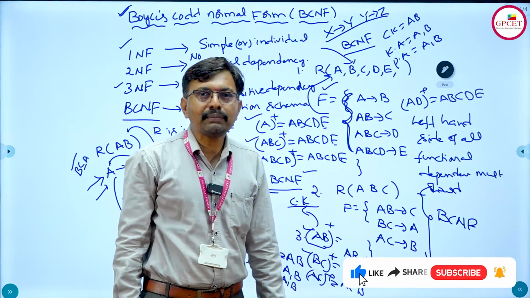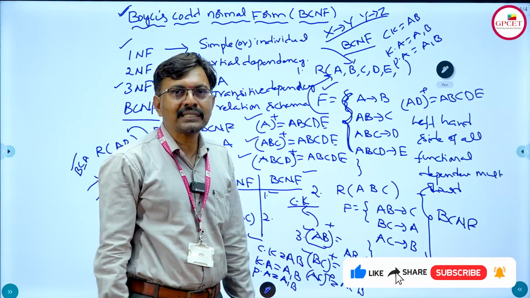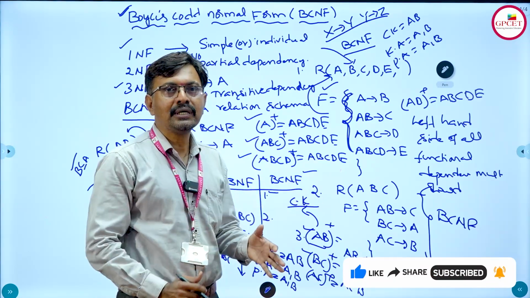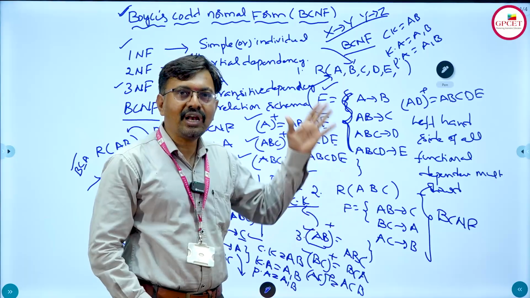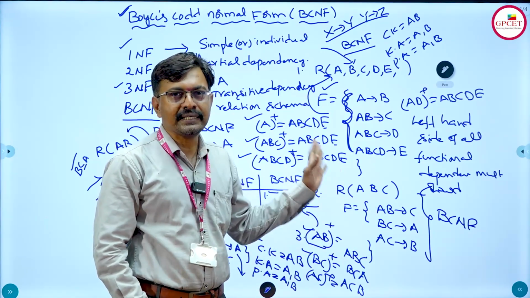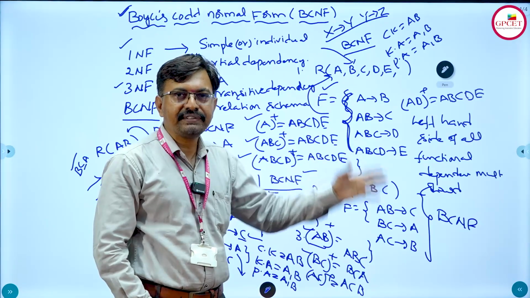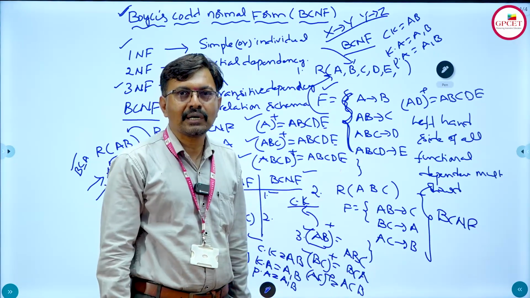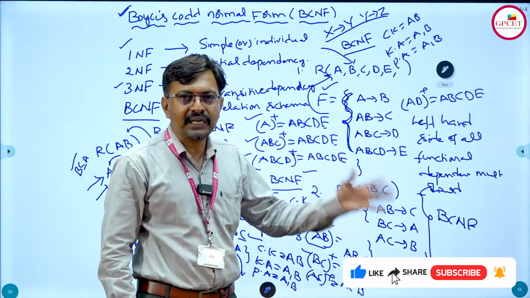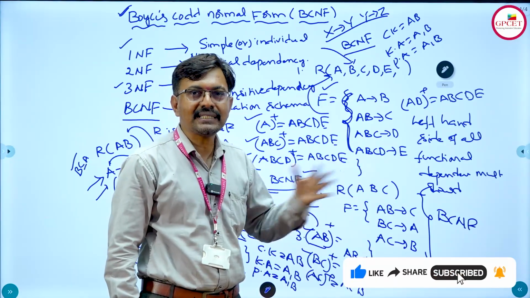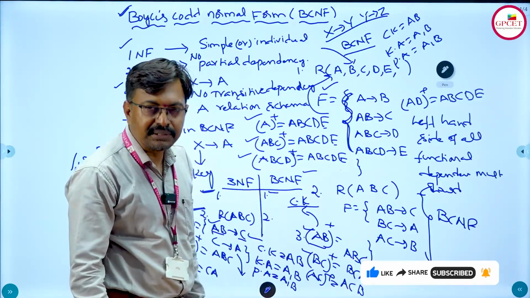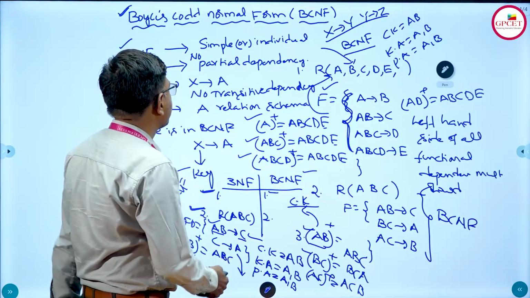Whereas in the Boyce-Codd normal form, a relation schema R is in BCNF if, for every X tends to A that holds, X must be a super key or primary key. All left hand sides of functional dependencies are keys. Not the right hand side, all left hand side. That is the Boyce-Codd normal form. A relation schema R in BCNF is also in 3NF. A relation schema R in 3NF is not necessarily in BCNF. That is the difference between 3NF and BCNF.